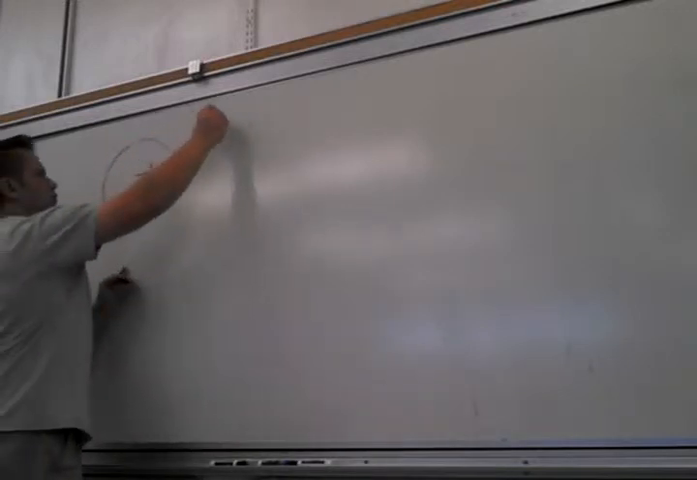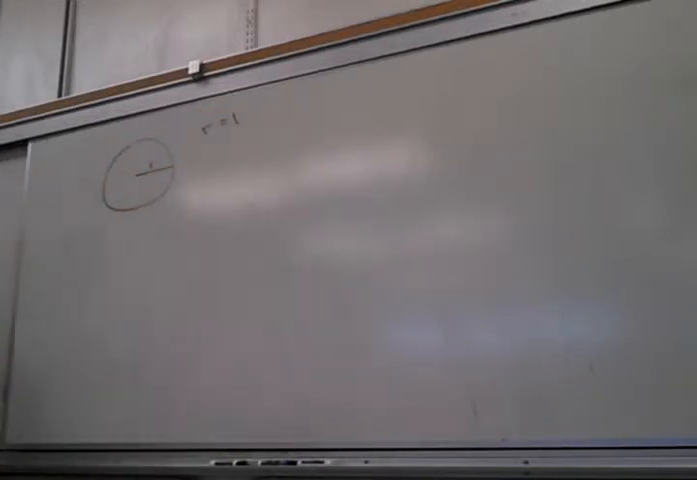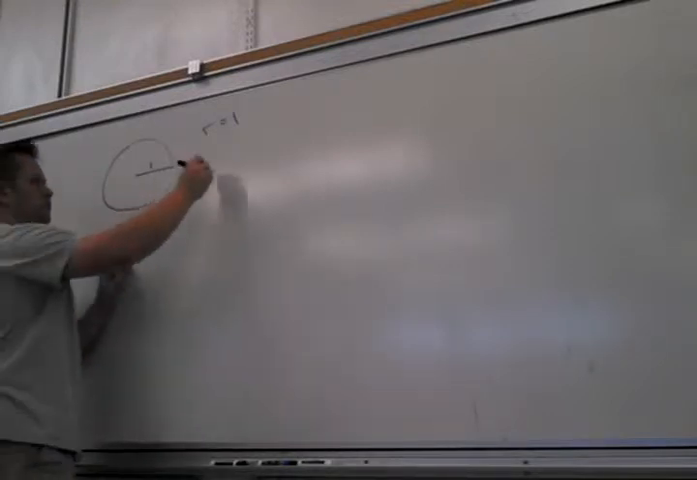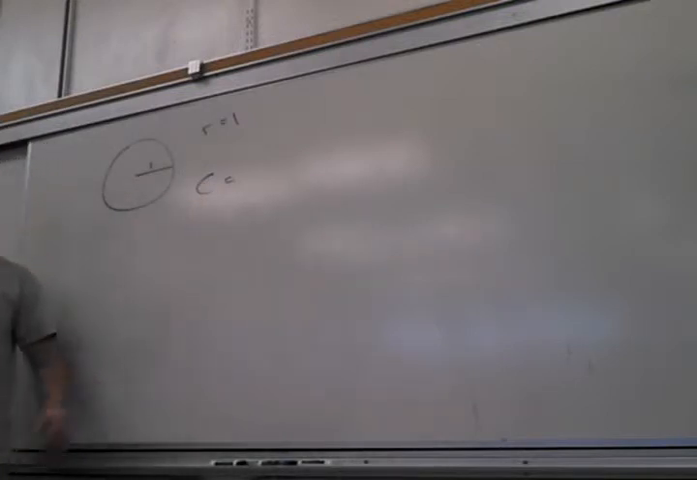So here's the interesting thing. Let me ask you guys, if I had a circle of radius 1, what would its circumference be? What's the formula for circumference in general? No, that's area. It's square units. 2 pi r.